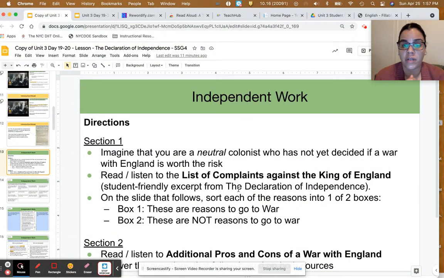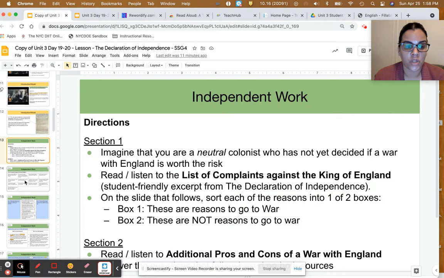They should be referring to taxes. They should be referring to the Proclamation Acts, the different tea parties, the Intolerable Acts. They should be referring to all of the events that occurred between the colonists and the British soldiers, especially the battle at Lexington and Concord, to support their decision. So that is one way of assessing while students are sorting.